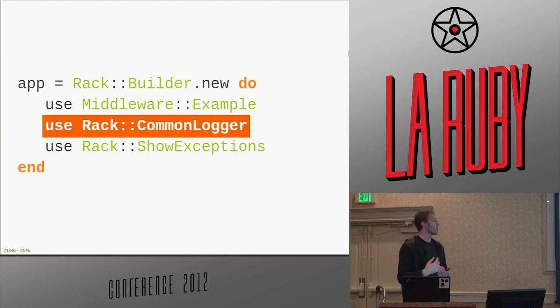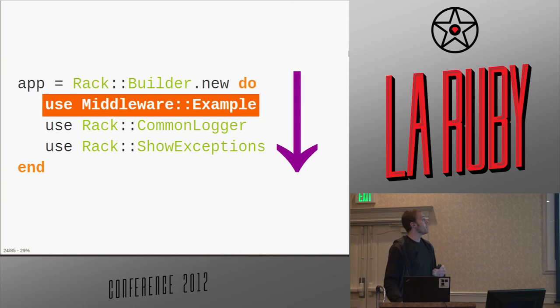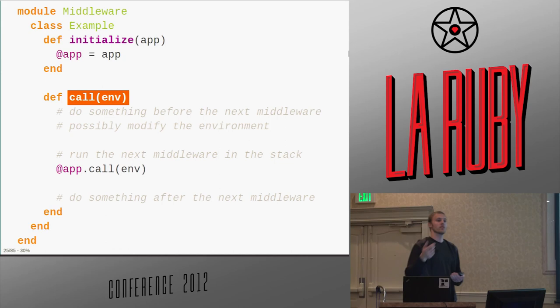Okay, so in that case, the app, the thing passed into the constructor, is the logger. So when you run the server, again, the request comes in, goes top to bottom. First, it'll hit our example middleware. The call method is invoked on that middleware. It gets a hash, the environment hash, and it's funny because they call it environment because this is a big fat state bag that represents the request. It's got headers. It's got everything that you need in the request to deal with the web request, right? So an HTTP request.